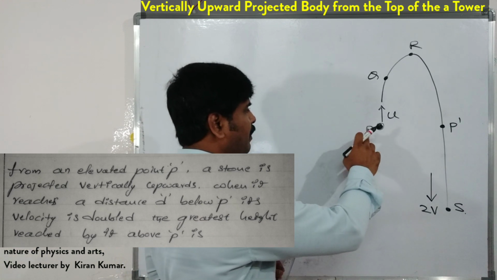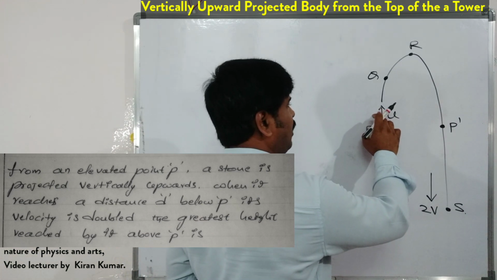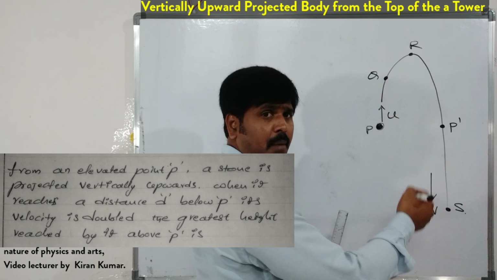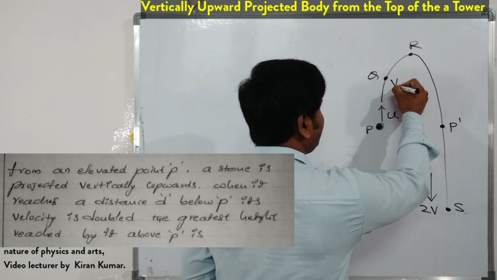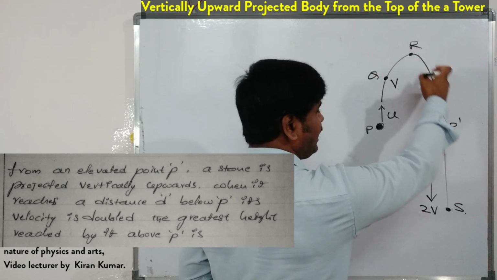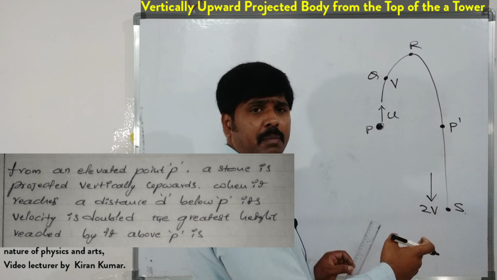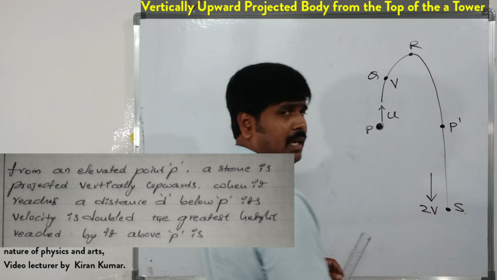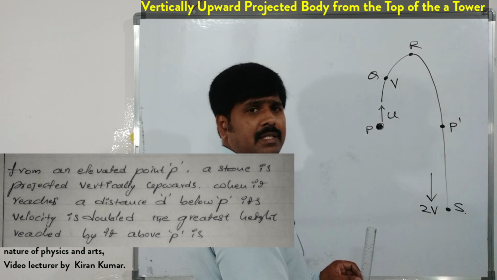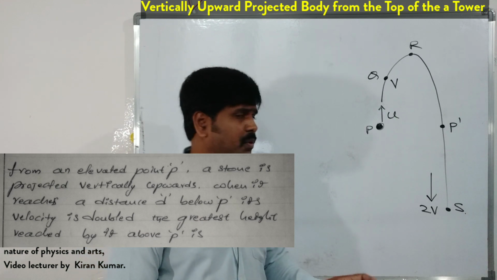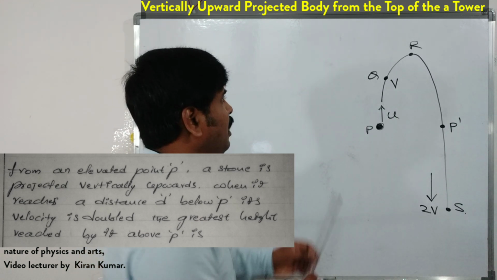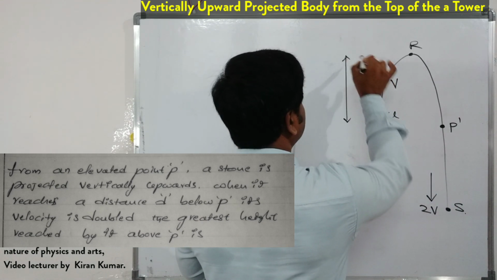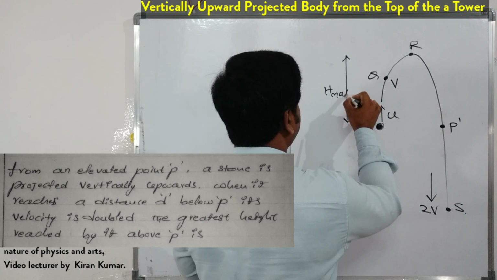See, this is the elevated point P. From this, a body is projected with velocity u. Okay, it reached the point Q after the time t. That velocity is v here. And the body is vertically projected from the top of the tower, and it reached the position S with a velocity 2v according to this question. So now we have to find the maximum height. What is the maximum height? This is the maximum height here, h maximum.